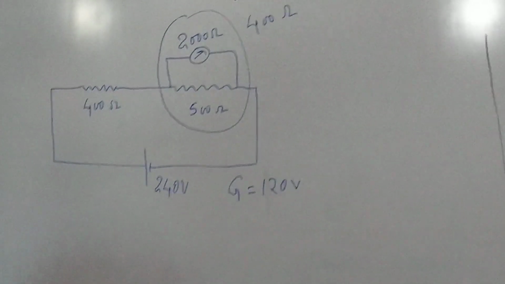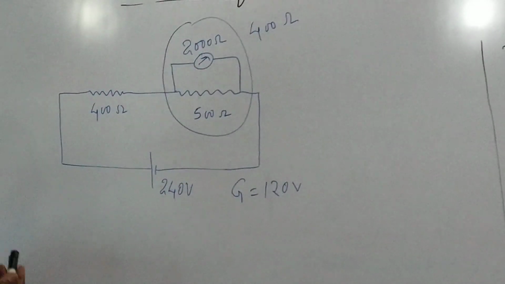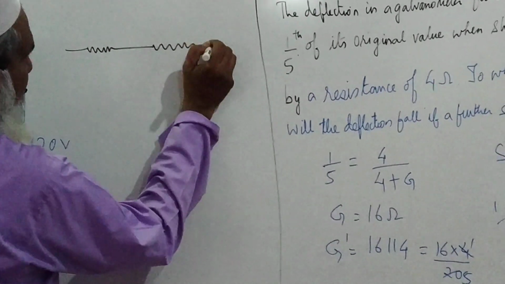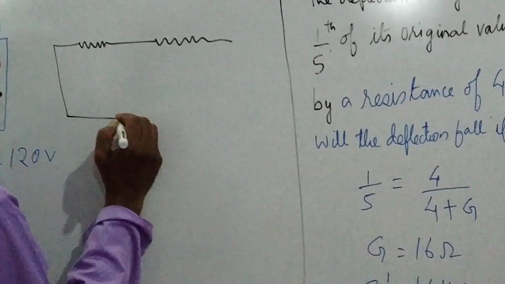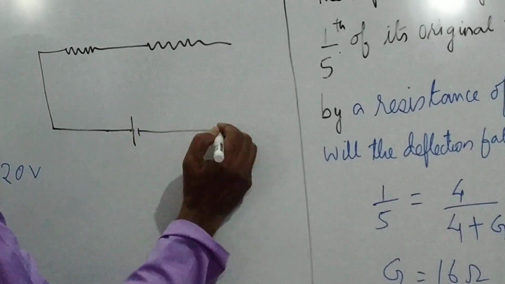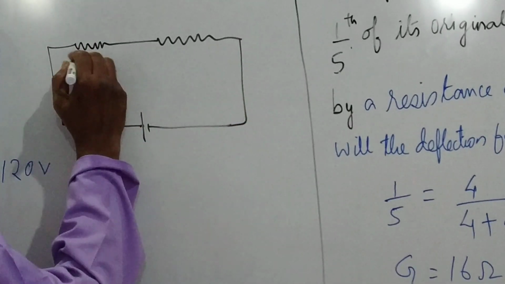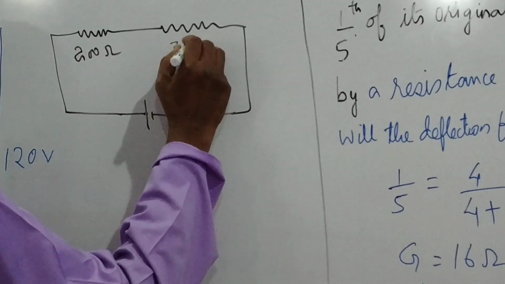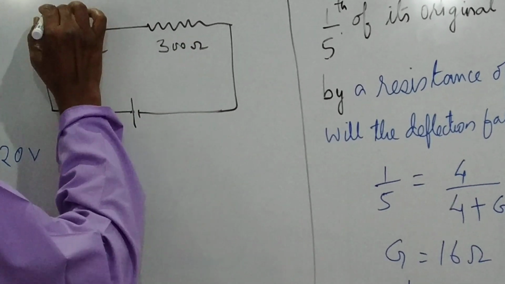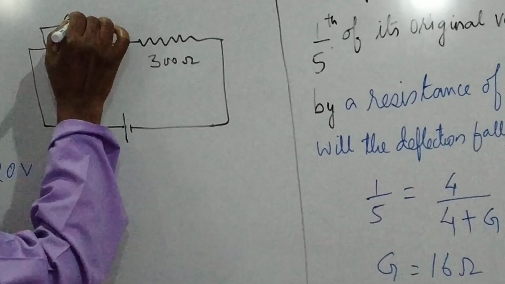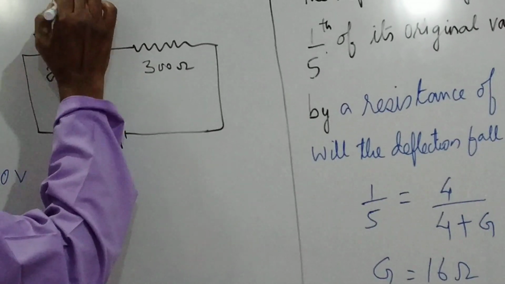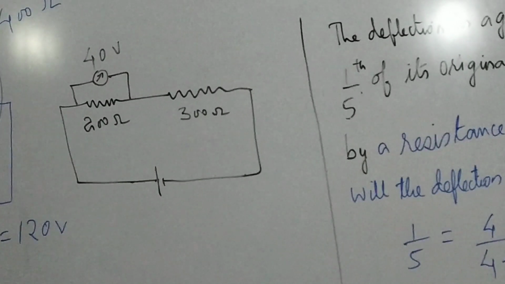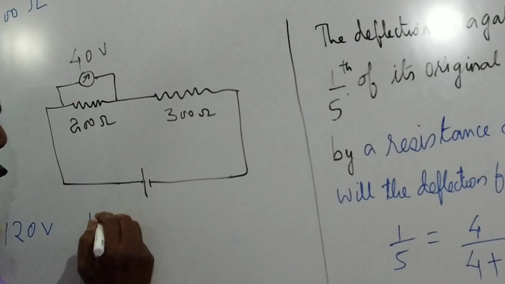Now the same question what he says is, suppose he is giving you a diagram like this. Here there is resistance, here there is resistance, here there is a supply. This resistance is 200 ohm, this resistance is say 300 ohm. Galvanometer is put here, voltage is 40. When it is connected to 200 it reads 40. What will it read when connected to 300?